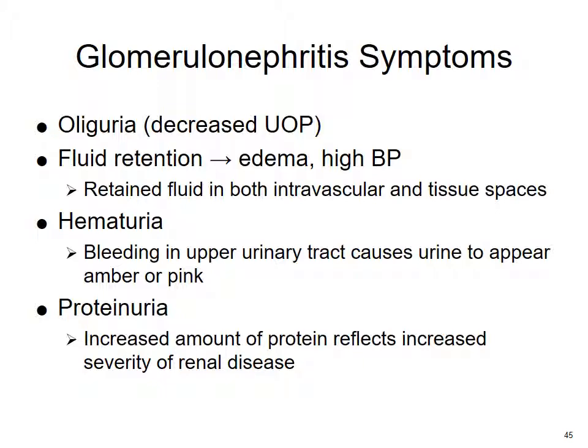You're not going to see blood in the urine or elevated blood pressure with nephrotic syndrome. You will see that with glomerulonephritis because there is bleeding in the upper urinary tract. There is going to be protein in the urine, and the amount of protein that's found in the urine is an indicator of the severity of the condition.